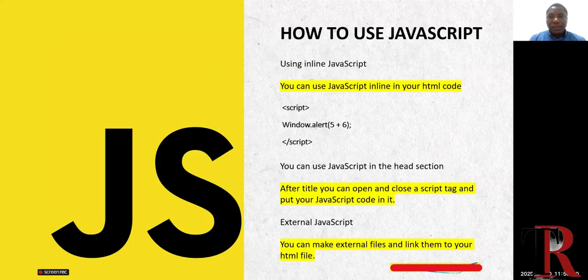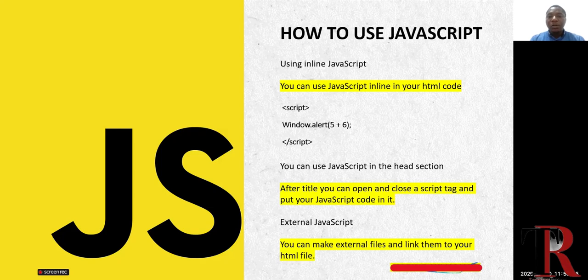So here there are three ways by which you can add JavaScript to your HTML code. The first method is through inline JavaScript that we have been doing, whereby we put a script tag inside the HTML file beneath our HTML code, and then we put our JavaScript to manipulate whatever we want to manipulate on the page.